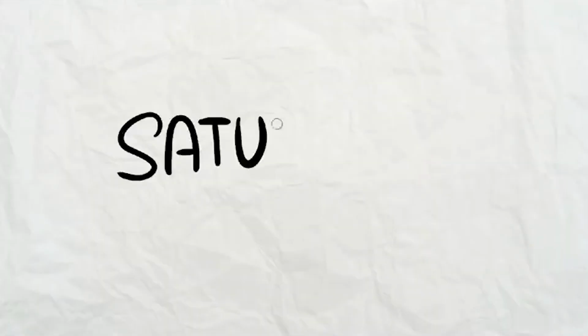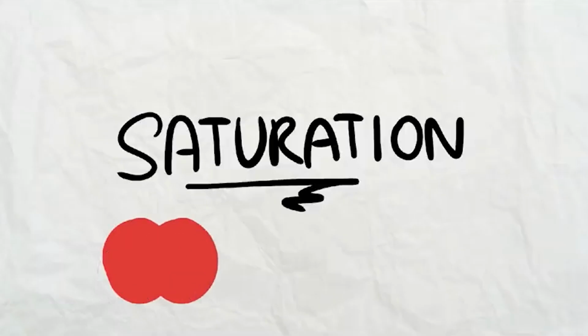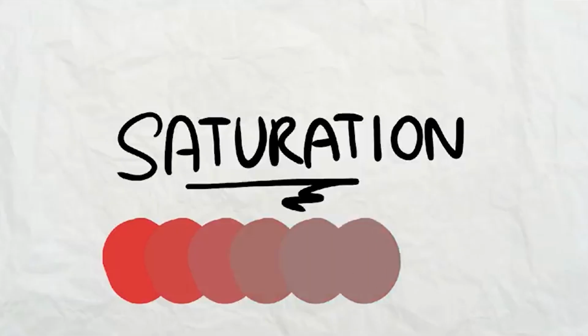The next is saturation. So this is a word you're probably going to see a lot if you work with Photoshop or any sort of digital program, and you'll probably hear it a lot too in the art world. This is essentially the intensity of the color. This doesn't change how light or dark the color is. It doesn't change what the color is. It just changes how intense that actual color is.